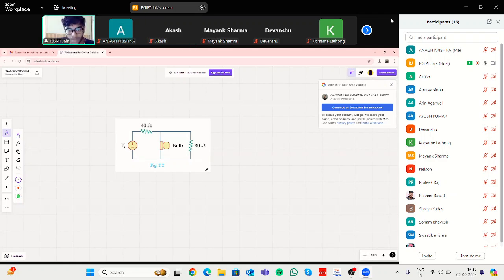So let's see. The final aim is to get the value of Vs. We know V is equal to I into R. So if we are able to find the entire current which is passing through that Vs, as we are given the resistance, we can multiply I into R and we'll be getting Vs, so we'll be getting the voltage over there.